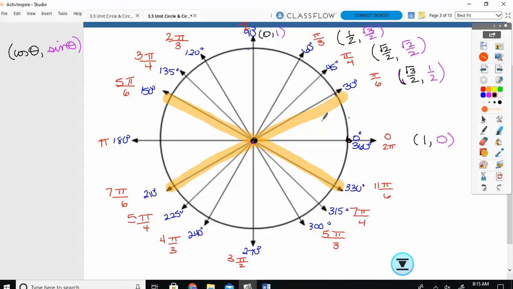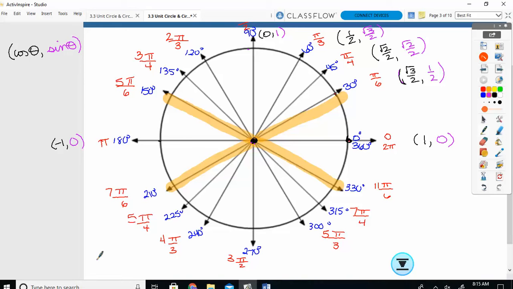Let's talk about 180. So if I were right here, what would this ordered pair be? Your x is -1, we don't move up or down at all, so y is 0. So we know that cosine of 180 is -1, the sine of 180 is 0.